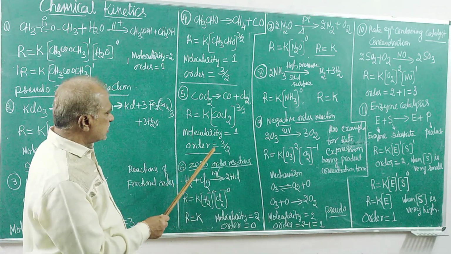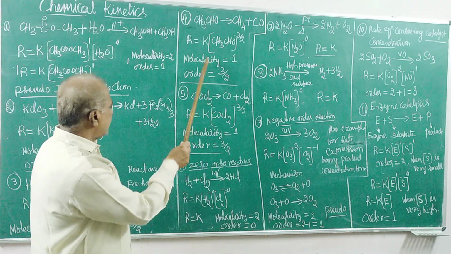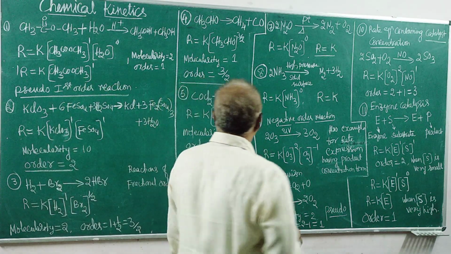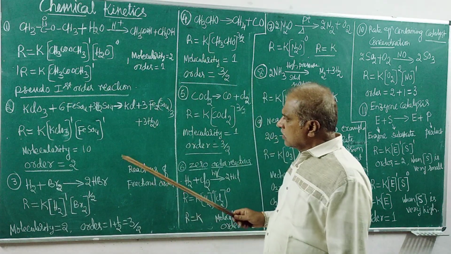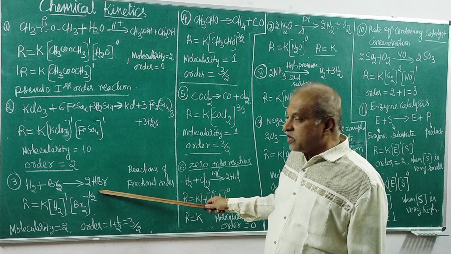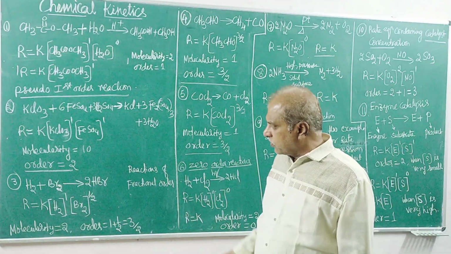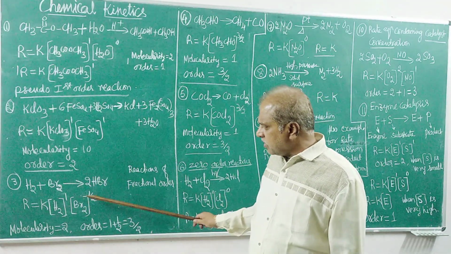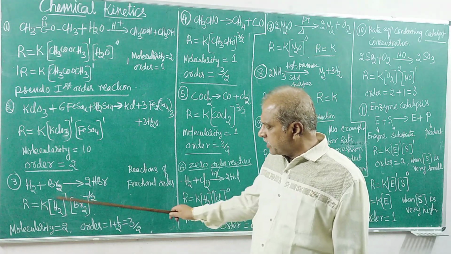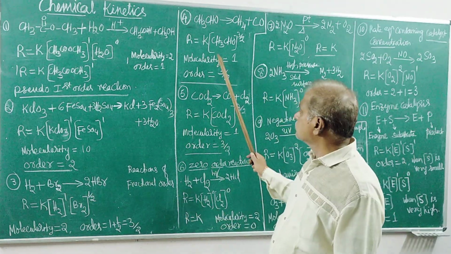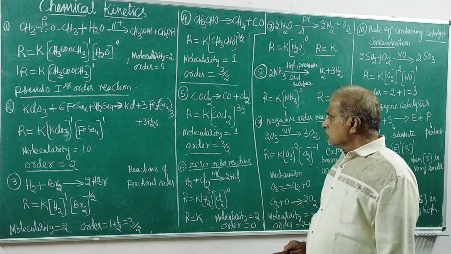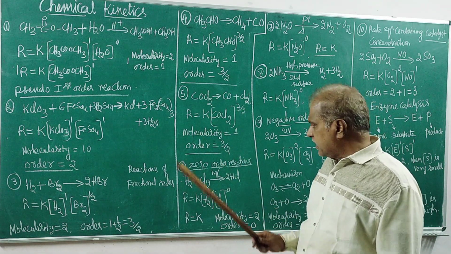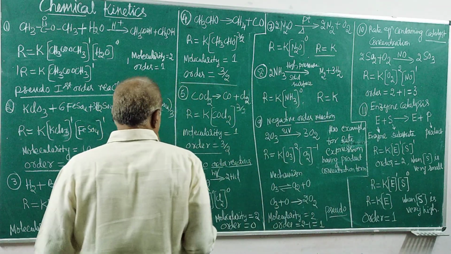So this set of examples shows that the order of reaction can be a fraction. The exponent of a concentration term in the rate expression may be a fraction like this. And go to the next set of reactions.